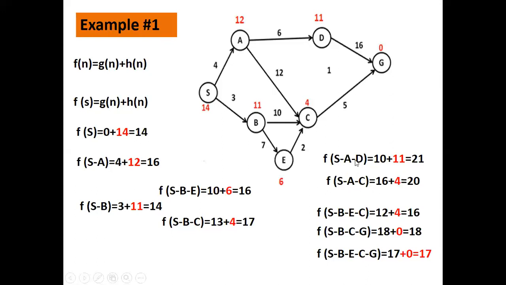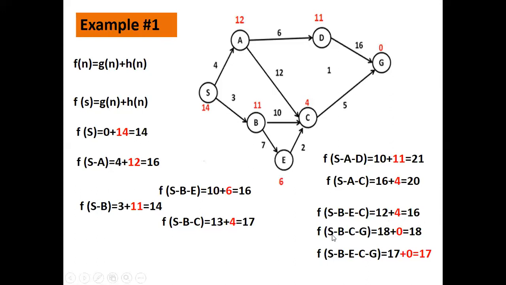Fine. Now we have already expanded the A part. Now let us expand this, where we have got the limited part. So we already have S, B and E. Now from E you will move to C. So S, B, E, C. What is the total cost? Total cost is 12. How come? S to B is 3, B to E is 7, that is 10, and E to C is 2. So 10 plus 2, that is 12, right? And the estimated cost of C is 4, so that is total 16.